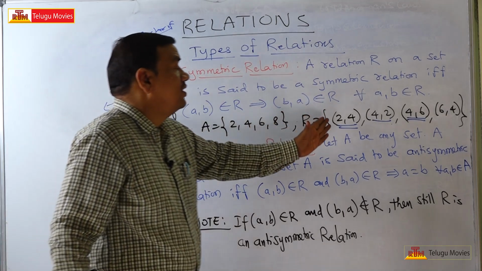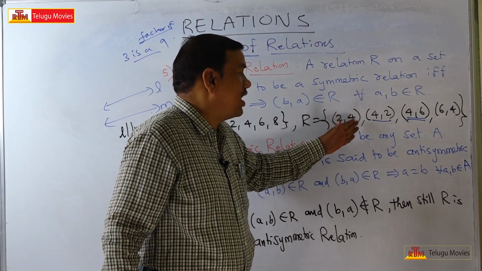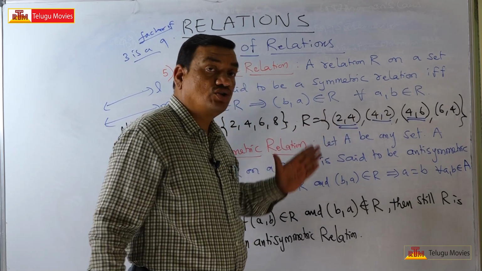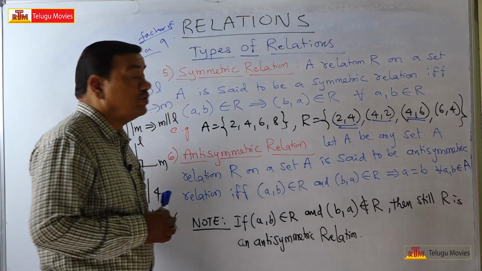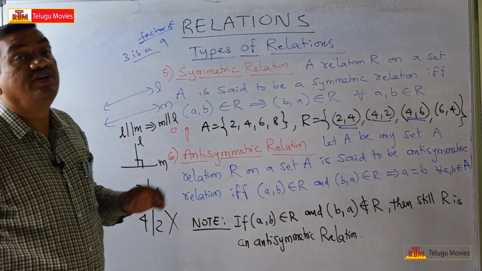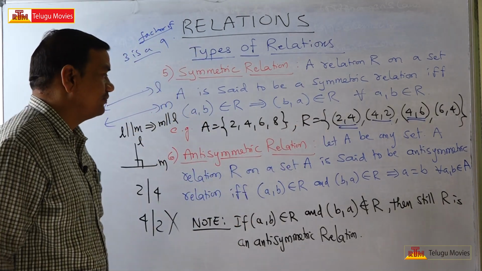Here there is no need for A to be equal to B. For example, see here 2, 4 belongs to R, 4, 2 also belongs to R, but 2 is not equal to 4. That is only symmetric. If at all 2 is equal to 4, then that relation is an anti-symmetric relation.